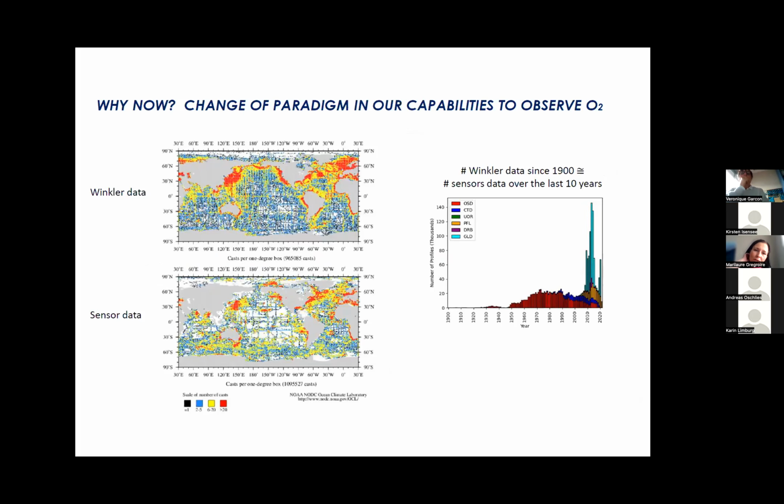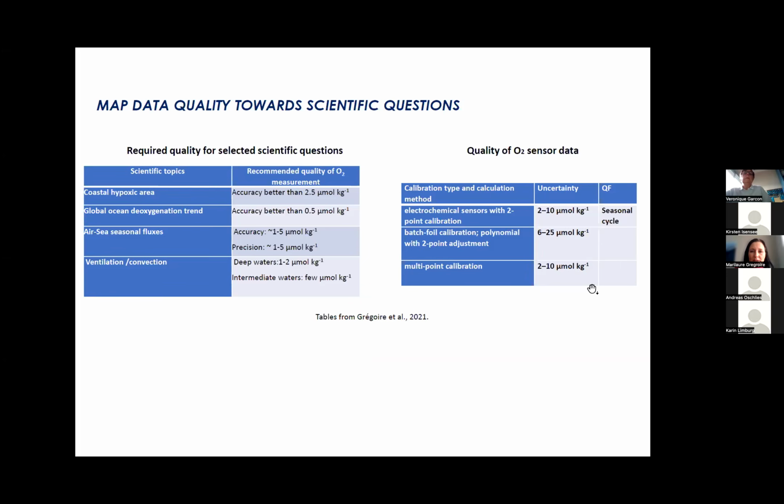Because if we look at the distribution of observations during the last decades, here at the top you see the distribution of Winkler data in the global ocean, and at the bottom you see the same but for sensor data. And we realized that in the last 10 years, we had a very huge increase of oxygen data collected by sensors compared to Winkler. It's really a huge boom that you can see here. But so far, this sensor data is not systematically integrated in the climatology due to quality issues. That's what we raise in the paper.